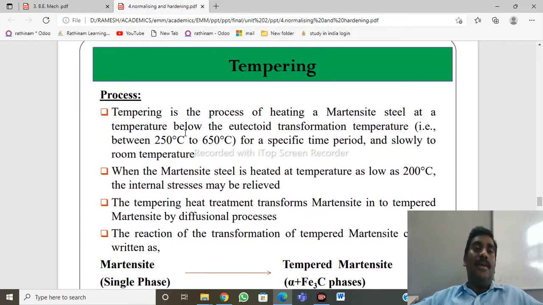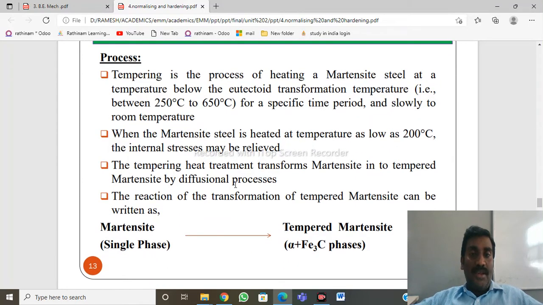So what is tempering? Tempering is a process of heating a martensite steel at a temperature below the eutectoid transformation temperature. We know that the eutectoid transformation temperature is around 738 degrees centigrade. So we heat the element between 250 degrees and 650 degrees for a specific time period, and it is not maintained for long. It can simply be put into atmospheric air cooling, so it is slowly cooled down to room temperature.